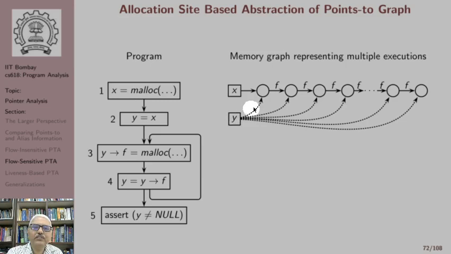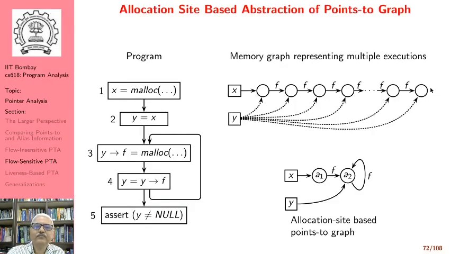In the beginning of the loop, Y points to X, then Y points to X arrow F, and then Y points to this, and Y points to this, and all these locations are dynamically allocated locations. All these are heap locations.